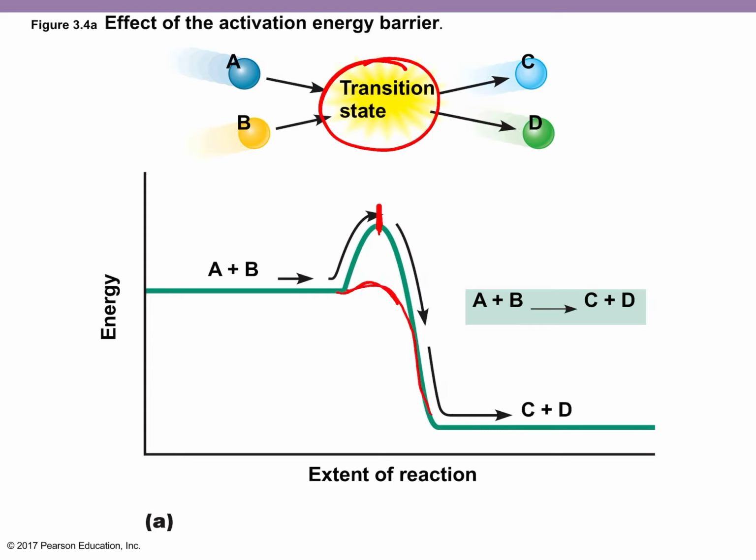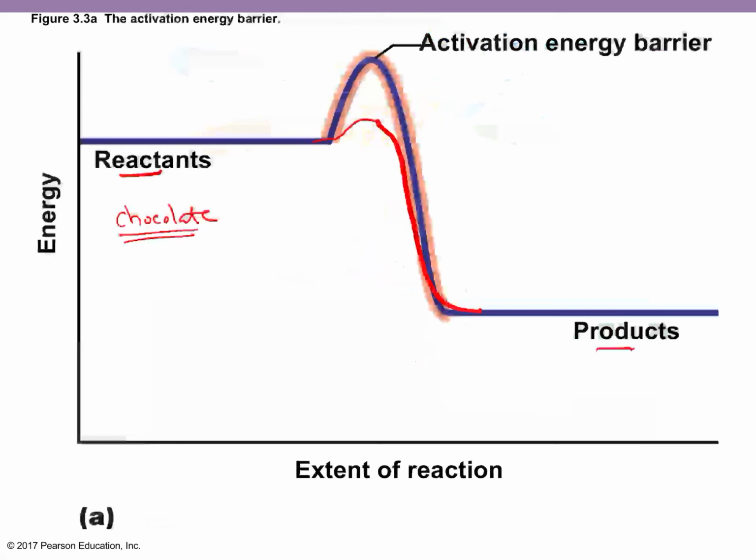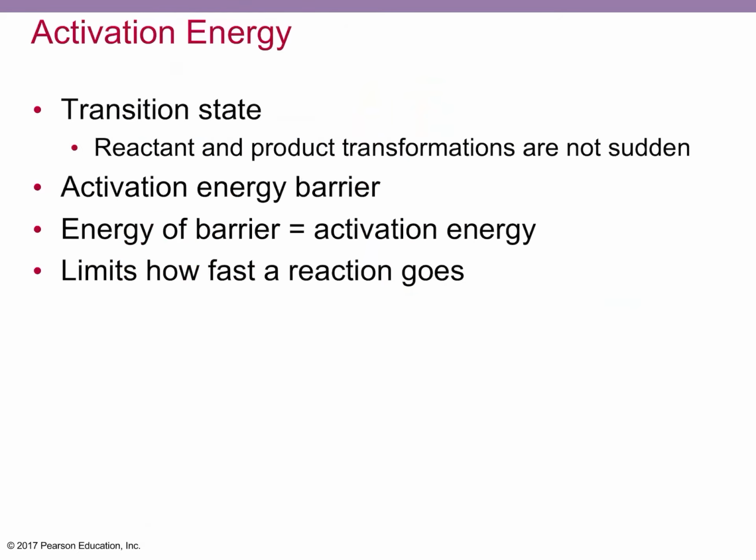So what they do is they reduce the amount of activation energy and can reach that same transition state with much less energy. So let's look at some terms here. The reactant and product transformations are not sudden. They have to reach this transition state by absorbing a lot of energy. This energy is the activation energy barrier, right? So that energy barrier is called activation energy.